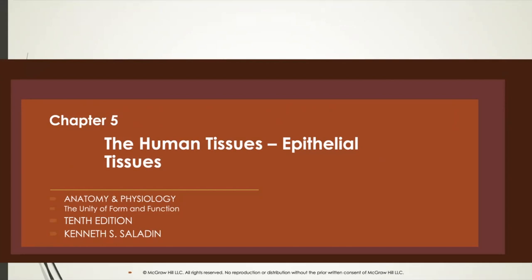Hi there. This is going to cover your human tissues, only the epithelial tissue section for your chapter 5 in your anatomy and physiology, McGraw-Hill. You have all the information right there. If you're not in my class and you want to check this out, there you go.